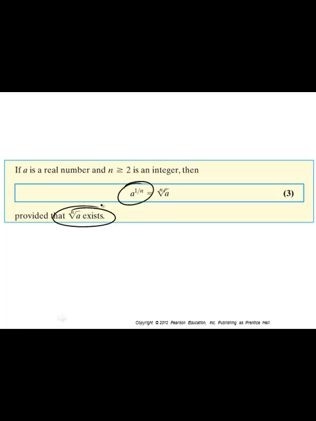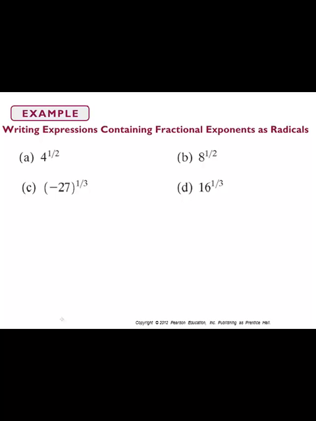Remember that you cannot take an even root of a negative number, as in the 4th root of -2, for example, and still be within the set of real numbers. Okay. Now, if you have 4 raised to the 1/2 power, that means square root of 4, which is 2. If you have 8 raised to the 1/2 power, that means square root of 8, which means 2 root 2, because you could pull out a 4 from under the radical. 8 is 4 times 2, square root of 4 is 2.